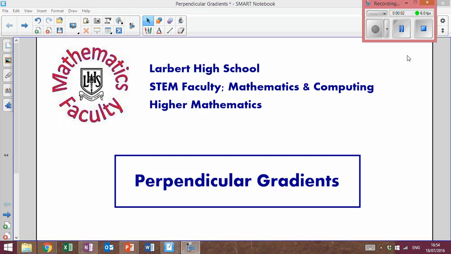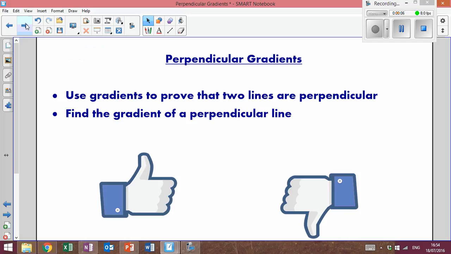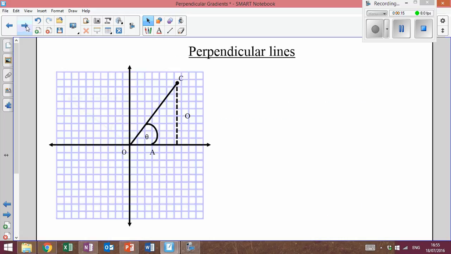Hi, welcome to this video looking at perpendicular gradients. What we want to learn from this video is to be able to use gradients to prove that two lines are perpendicular and also find the gradient of the perpendicular line having calculated your original gradient.